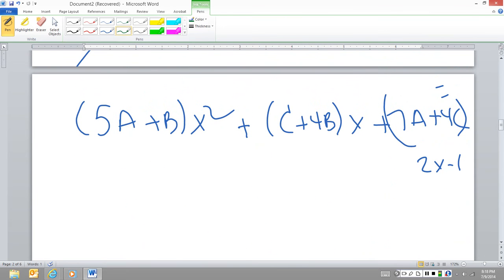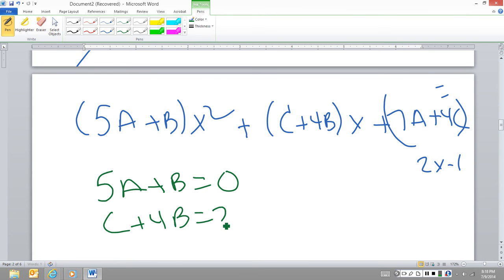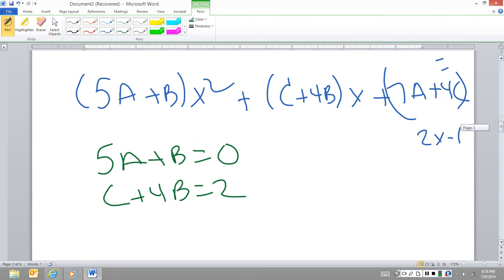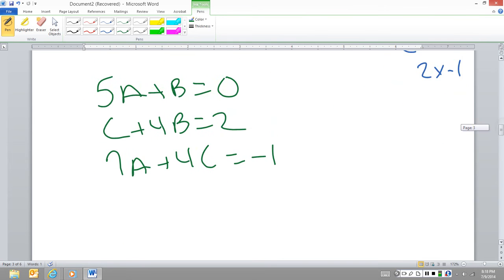So now I'm going to create a system of equations. What's my x squared term? Well, I don't have one, so 5A plus B equals 0. Then C plus 4B equals 2. I'm just matching coefficients. So 7A plus 4C has to equal negative 1. So now I've created a system of 3 equations with my 3 variables, and we learned how to solve this earlier. I can solve this as I would any system.